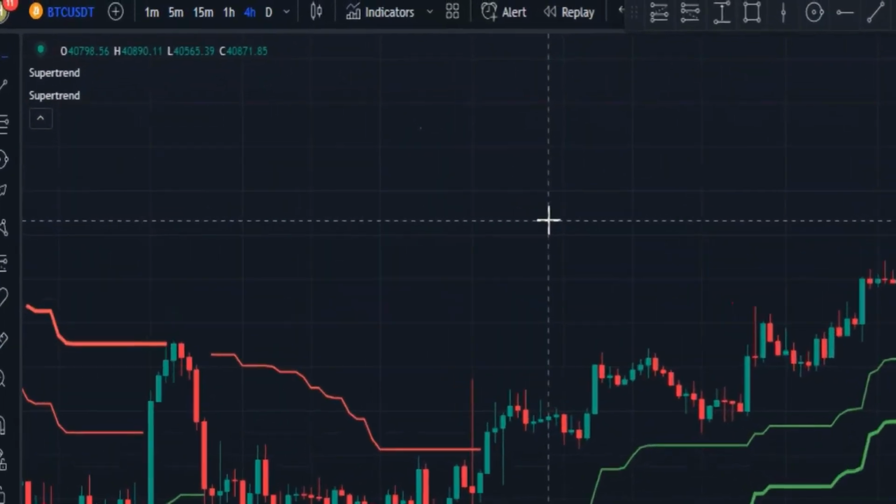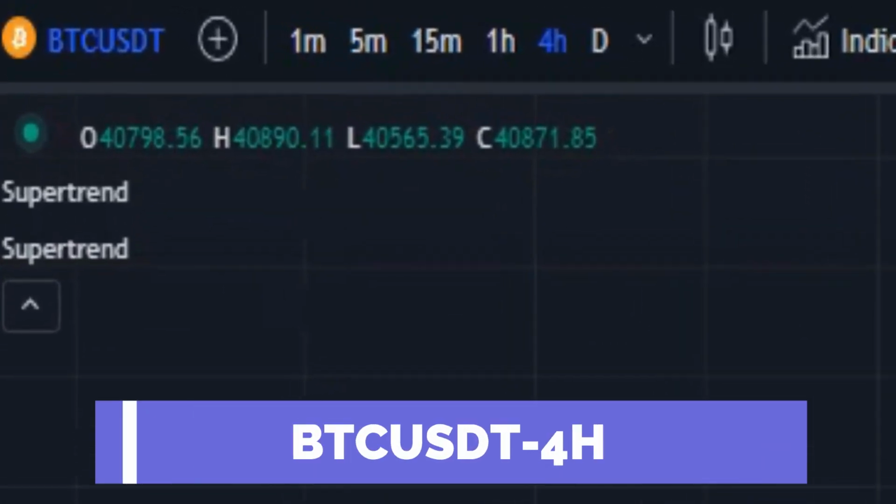Now let's examine some examples in the Bitcoin chart and 4-hour time frame.